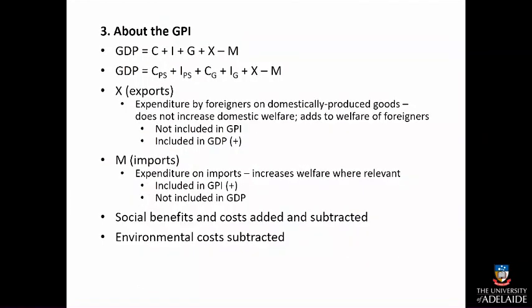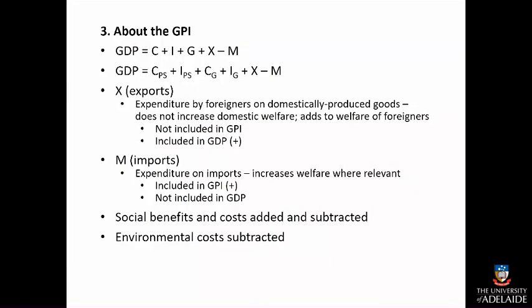So exports, yeah, well, I guess I've really talked about that. Expenditure by foreigners on domestically produced goods does not increase domestic welfare, so it adds to welfare of foreigners. It's not included in the GPI. Any of these goods here that are part of GDP because they're produced domestically are not included in the GPI because they're enjoyed by people elsewhere, not by us. Whereas imports, where relevant, well, of course, that X is included in GDP.